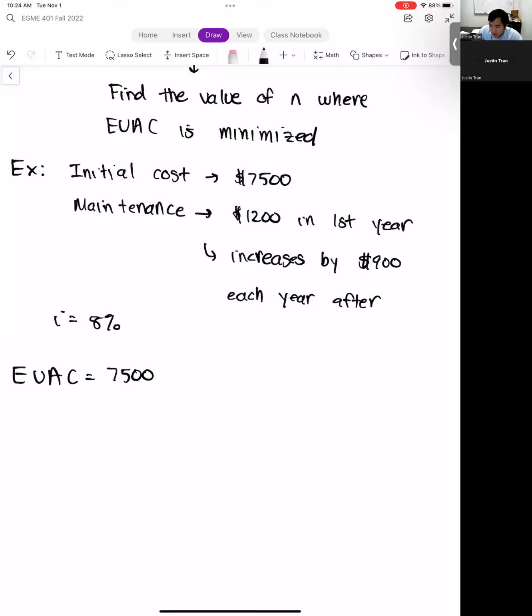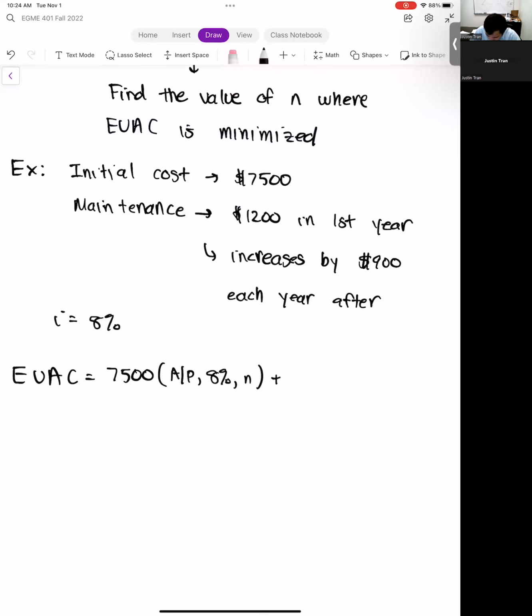First, we have the initial cost of $7,500. Remember, the initial cost is always a present sum, and so we're going to convert that to a uniform series. So we have A divided by P, the interest rate here is 8%, and the unknown here is the value of n.